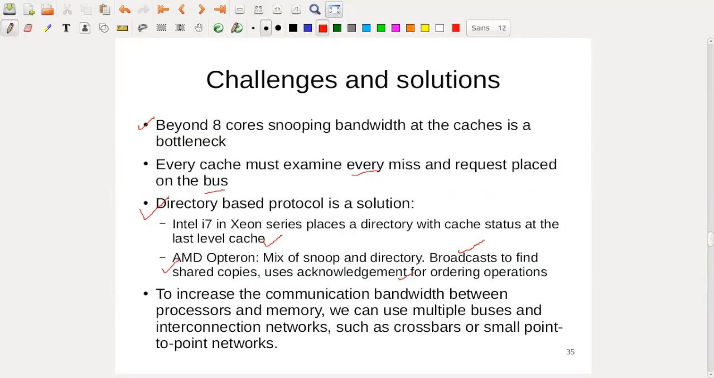And to increase the communication bandwidth between the processors and the memory, you could have multiple buses or multiple types of interconnects, crossbars, and different types of networks to increase this communication bandwidth.